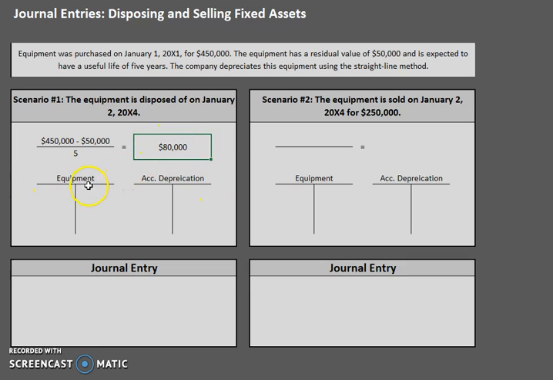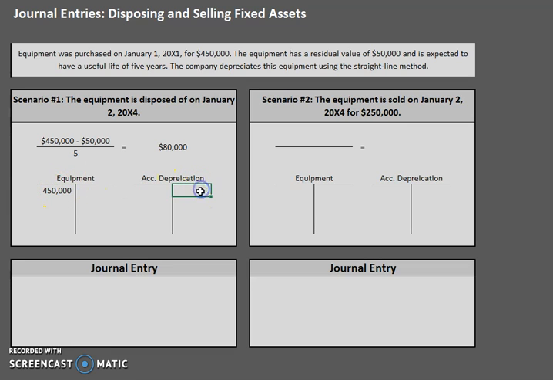Now let's find out what the actual balances in each of these T accounts are, and then we'll work on our journal entry. Keep in mind, whenever we purchase equipment, we always value it at the amount that we paid for it. So if we paid $450,000, that is the balance in that account. It did not change. Remember, when we record depreciation, we debit depreciation expense and we credit accumulated depreciation. Nowhere in that did we change the actual amount in the equipment account. So here we have a $450,000 debit balance in equipment. Remember, it's a debit because that is the normal balance of assets.